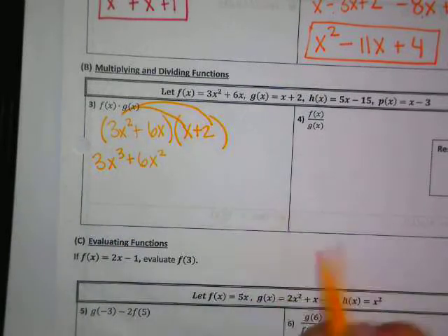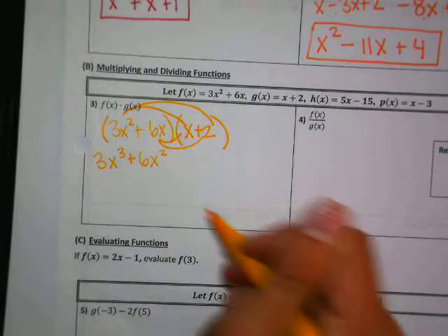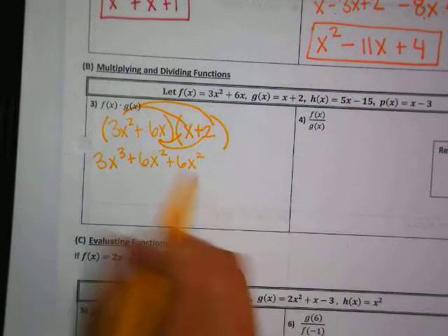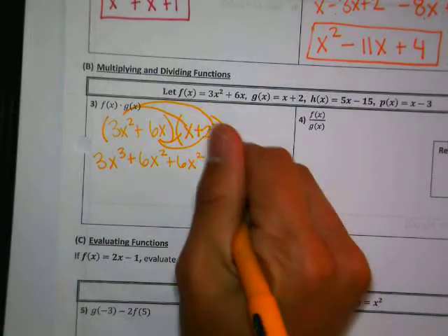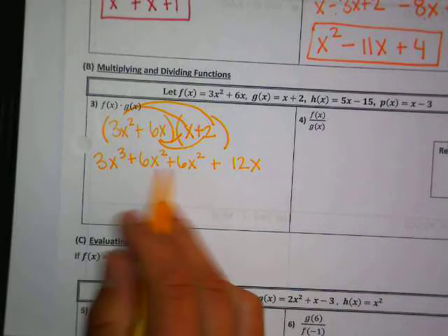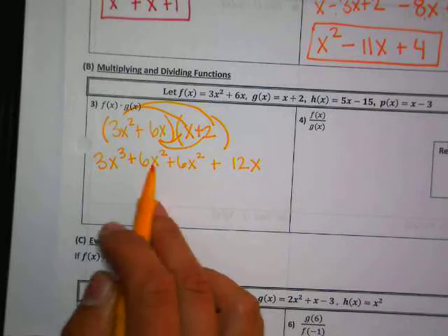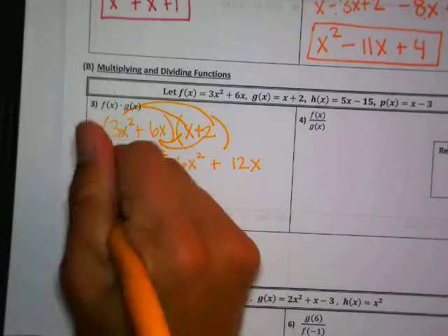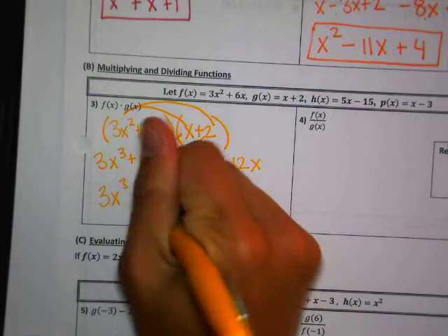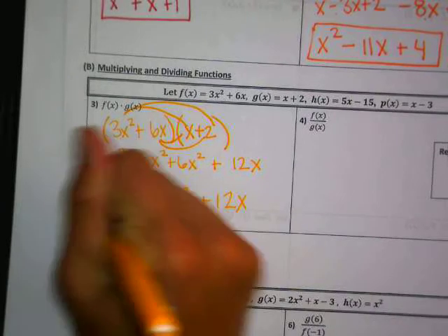3x squared times 2. 6x squared. And then I'm going to take the 6x and distribute. So 6x times x is 6x squared. And 6x times 2, 12x. Normally you will have some terms that you can combine. So if you notice on the inside, both of these have x squareds. So I can add them up. So 6x squared plus 6x squared, 12x squared. And then I still have the plus regular 12x.